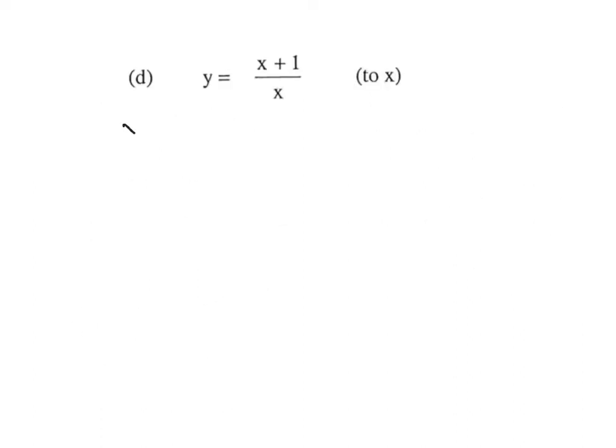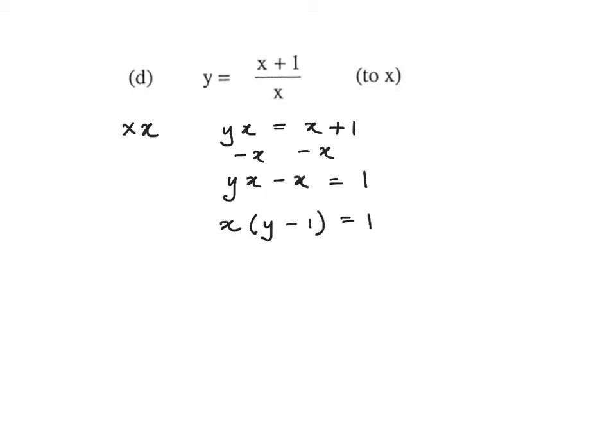I'm going to multiply by x first of all to get rid of the dividing x. So yx equals x plus 1. I'll get both x terms onto the left hand side. Now what I'm going to do is to take out x as a common factor. And the last thing to do is to divide by y minus 1.